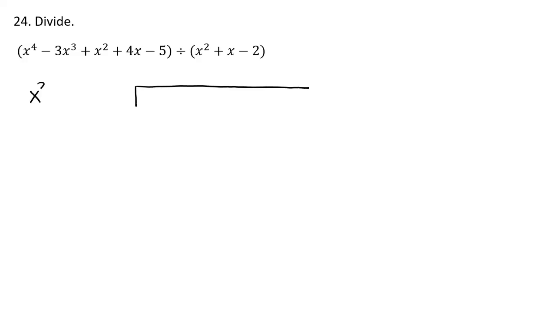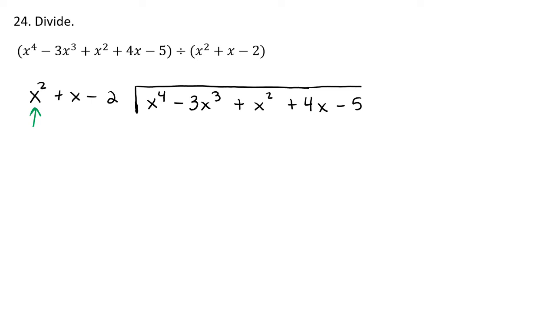All right, so I'm going to set up my long division. We have our x squared plus x minus 2, our x to the fourth minus 3x to the third plus x squared plus 4x minus 5. So our problem is set up. What we want to figure out is what times x squared is going to give us x to the fourth. So x squared times x squared will equal x to the fourth.